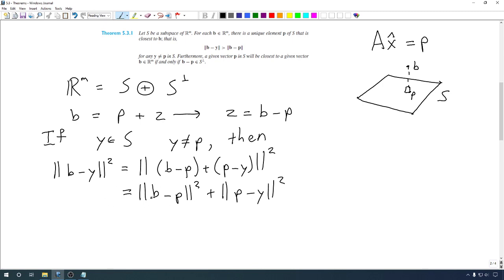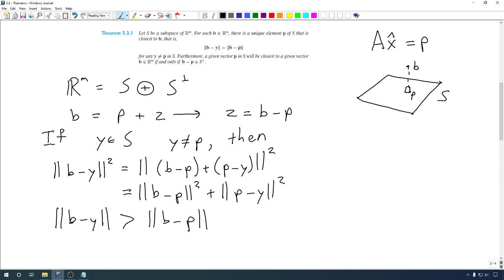Now, what does this mean? Well, keep in mind, we said that Y is not equal to P. That means that P minus Y has a magnitude that's strictly bigger than 0. So the magnitude of B minus Y squared equals the magnitude of B minus P squared plus something that is bigger than 0. And so the magnitude of B minus Y has to be strictly bigger than the magnitude of B minus P.